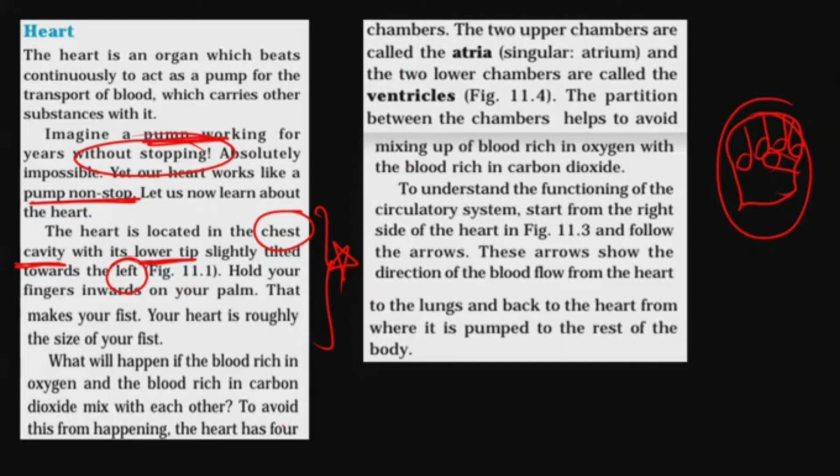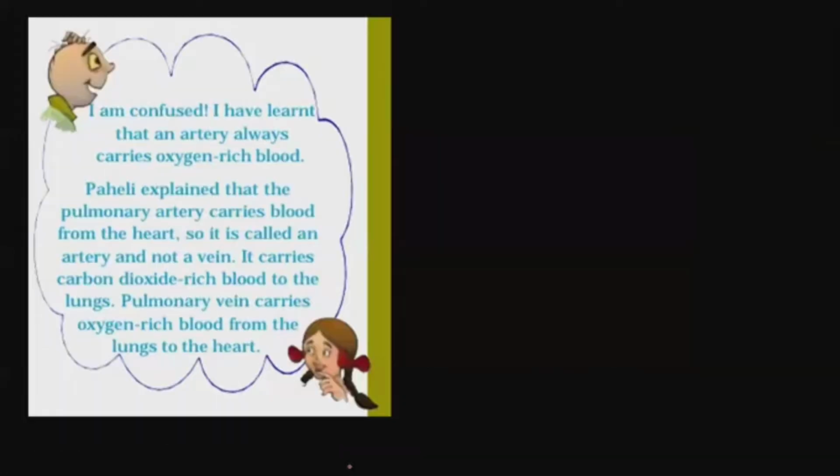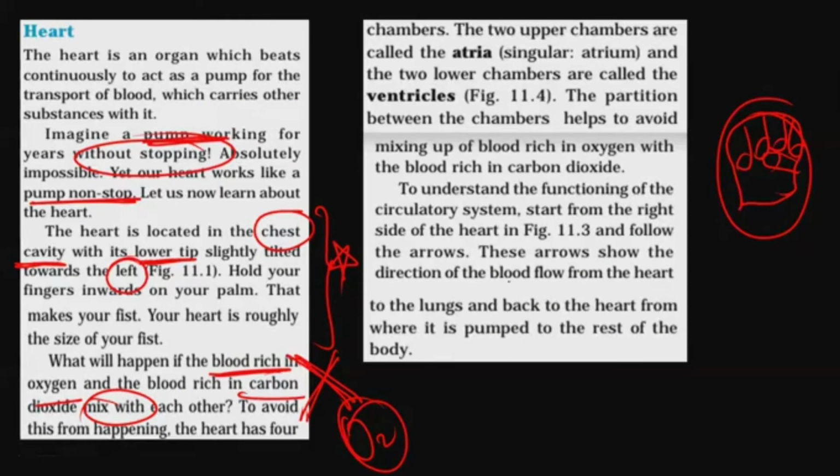Now, what will happen if blood rich in oxygen and carbon dioxide mix with each other? This should not happen, because our body needs a lot of energy, which means we need a lot of oxygen. We humans have so many processes. We need to move, talk, digest. There are so many things. We need so much energy, so we need an efficient supply of oxygen, and we cannot afford to mix these two. This can also be dangerous.